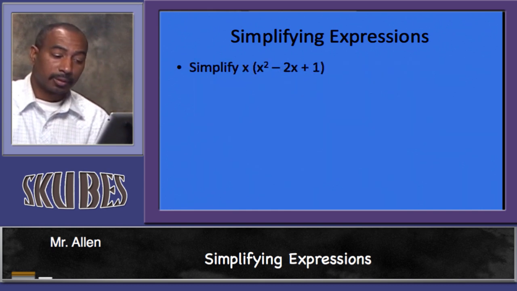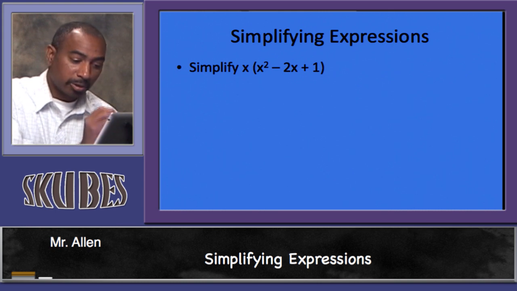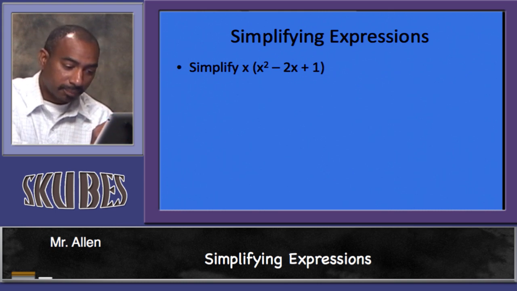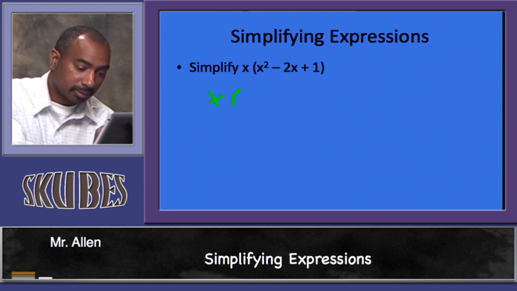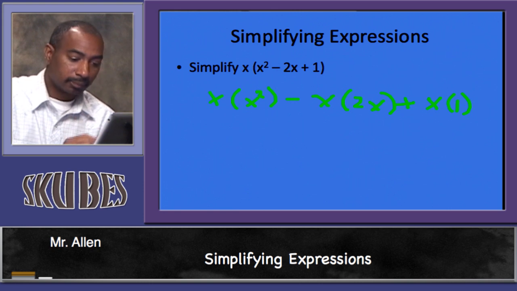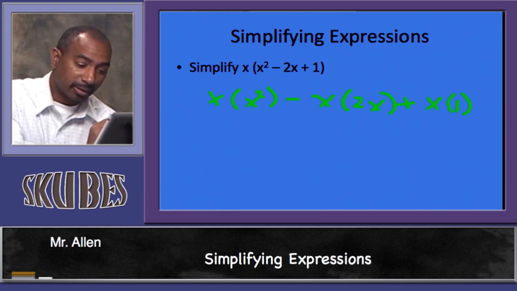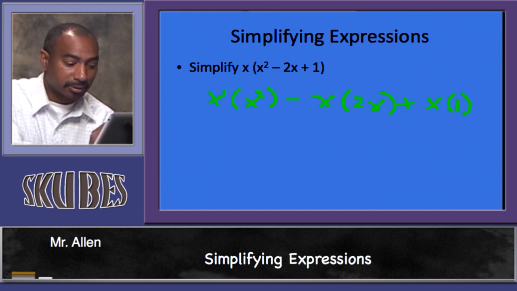Alright, so for example, it says simplify, and we're going to multiply x to those terms in the parentheses. You want to note that when you multiply powers of the same base, that's when you change the exponents. So you're going to have x times x squared minus x times 2x plus x times 1. Remember, we're not adding, so when you multiply, this is like x to the first power here. You add the exponents when you multiply powers of the same base.